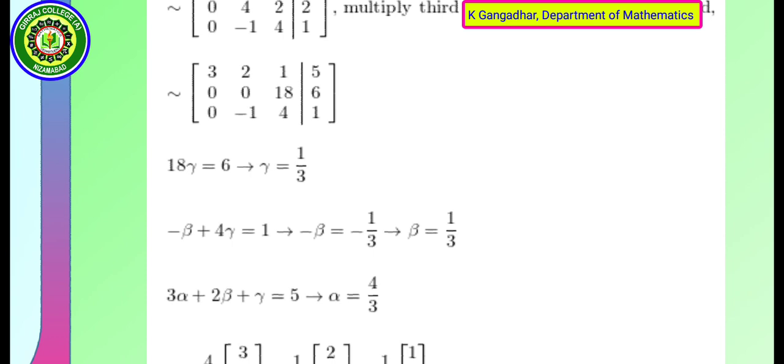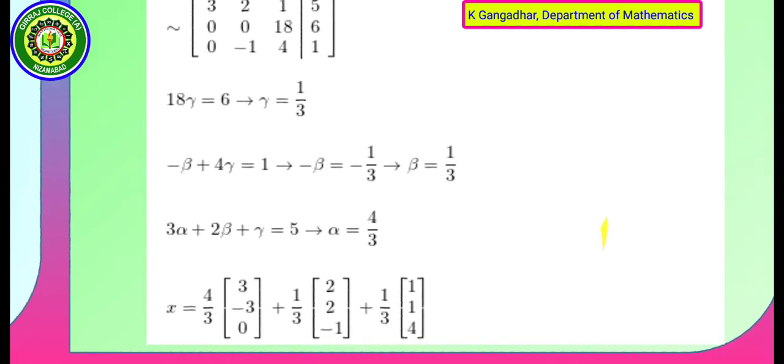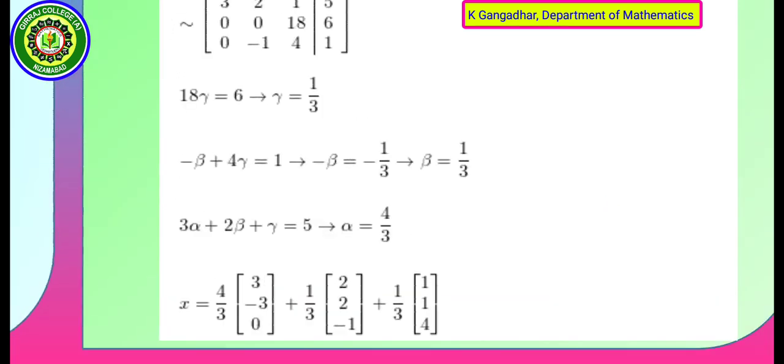From the equations, 18 gamma equal to 6, so gamma equal to 1 by 3. Next, minus beta plus 4 gamma equal to 1, from that we get beta equal to 1 by 3. Next, 3 alpha plus 2 beta plus gamma equal to 5. Substituting gamma and beta, we get alpha equal to 4 by 3. So x is alpha u1 plus beta u2 plus gamma u3 with these values, which is the linear combination required.